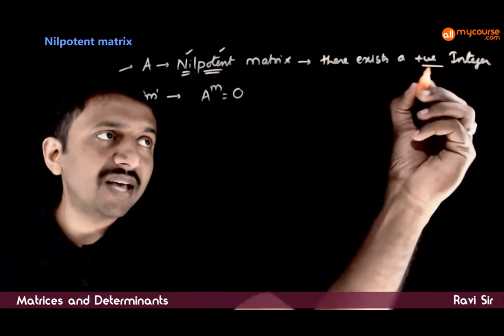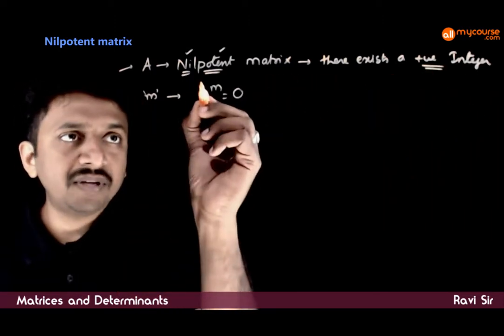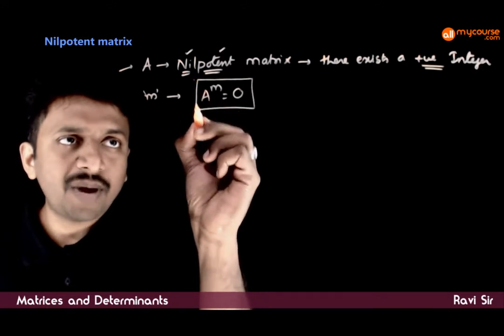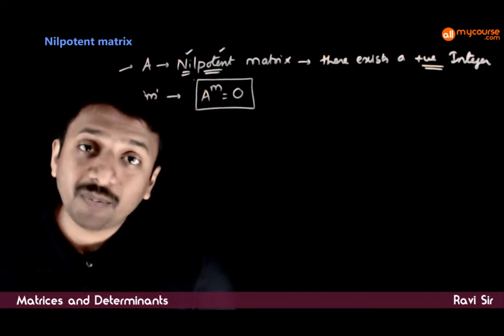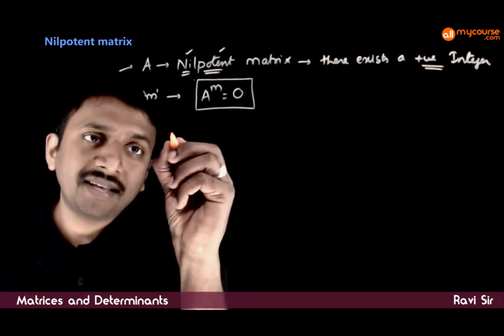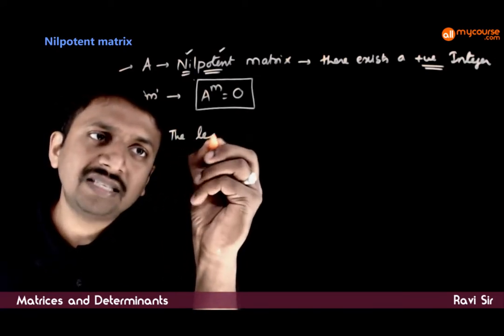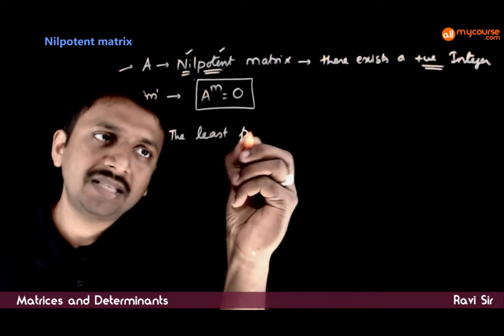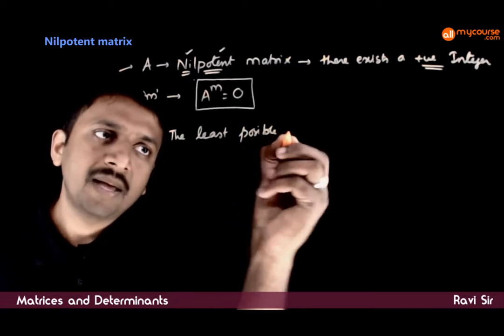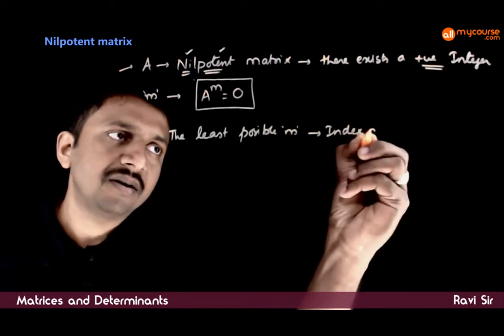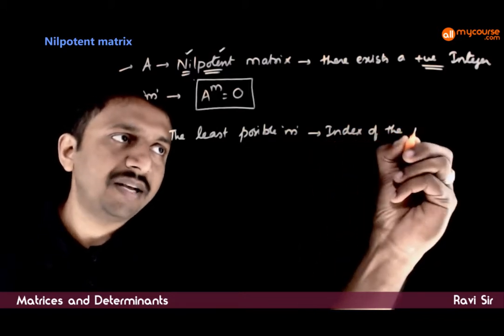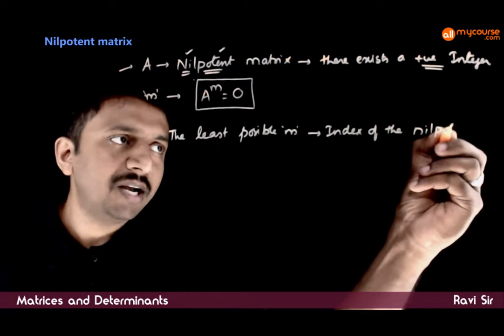So, if there exists a positive integer m for which A power m is a 0 matrix, then we call A a nilpotent matrix. And the least possible m is called the index of the particular nilpotent matrix.